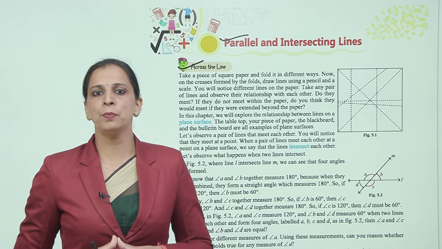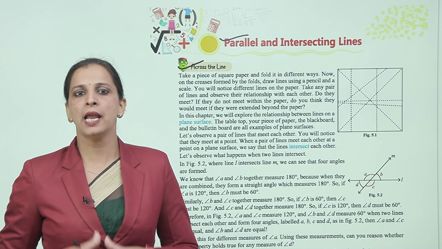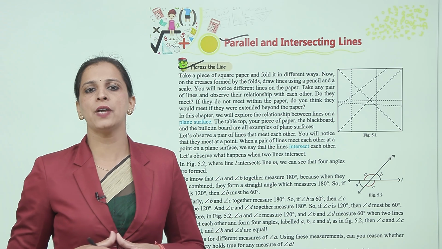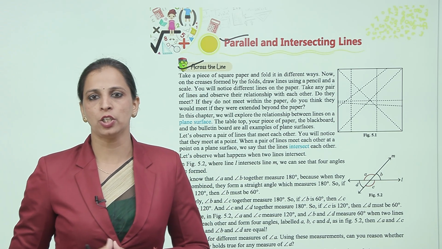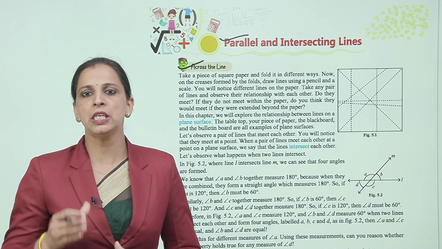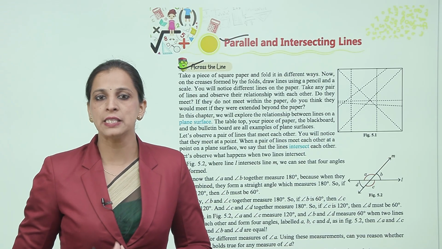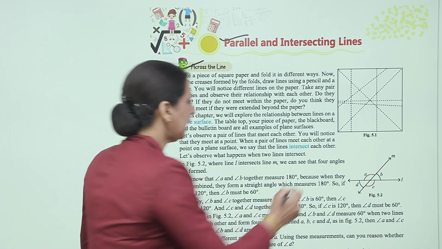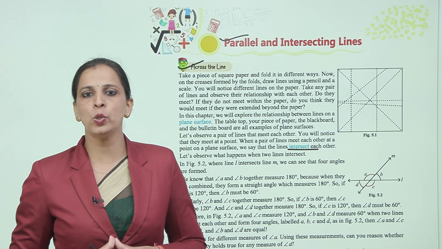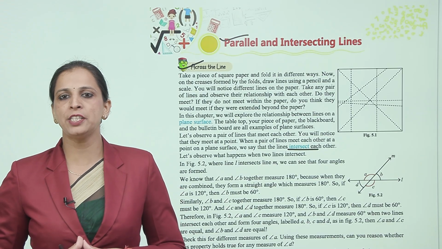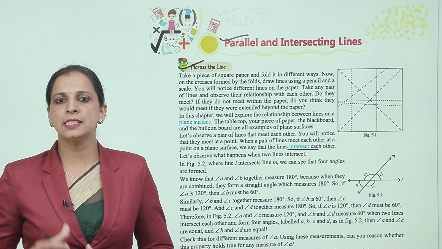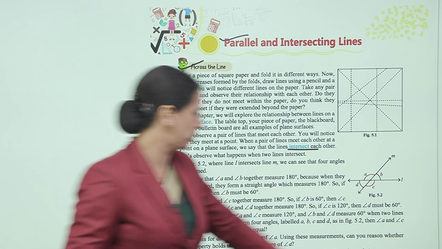The tabletop, your piece of paper, the blackboard and the bulletin board are all examples of plane surfaces. Let us observe a pair of lines that meet each other. You will notice that they meet at a point. When a pair of lines meet each other at a point on a plane surface, we say that the lines intersect each other. Let us observe what happens when two lines intersect. In figure 5.2, where line L intersects line M, we can see that four angles are formed.